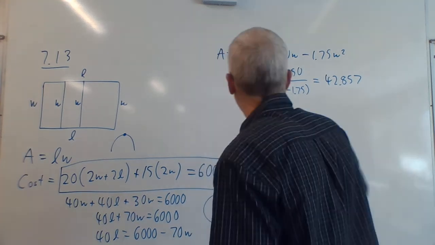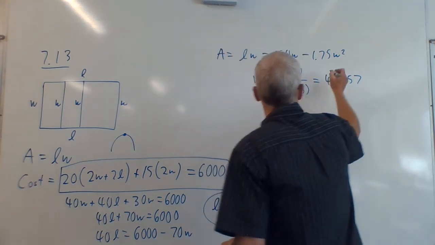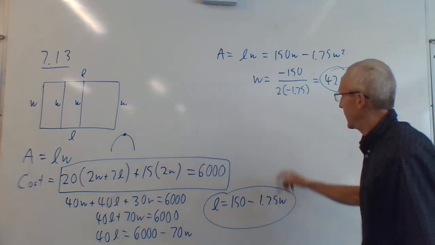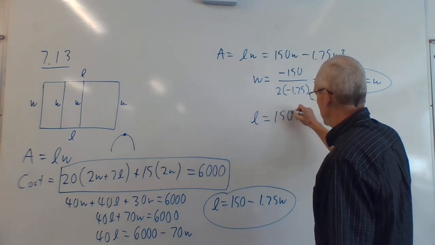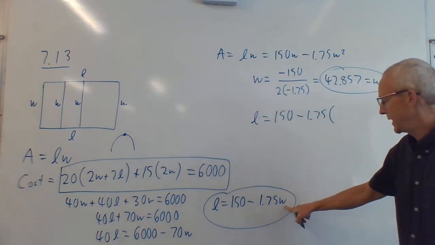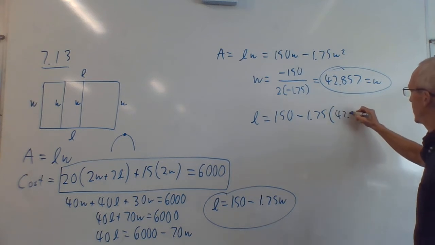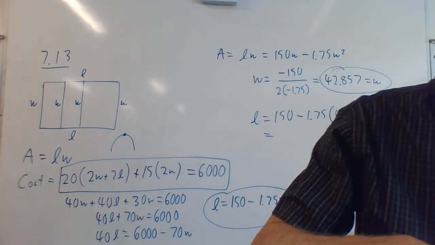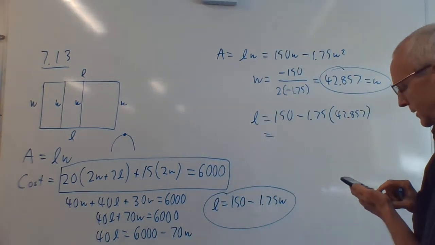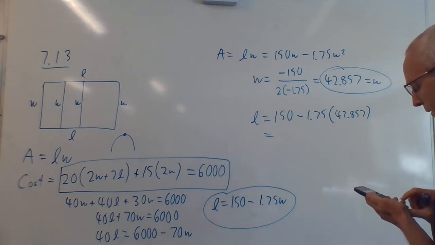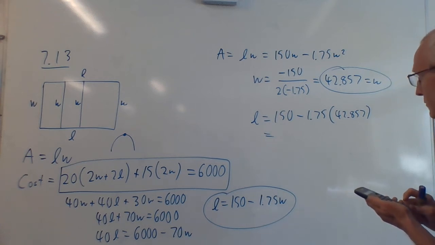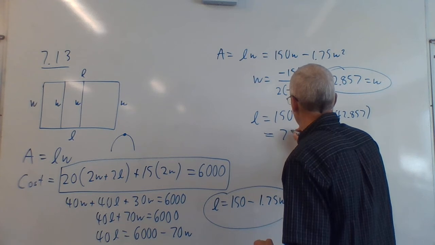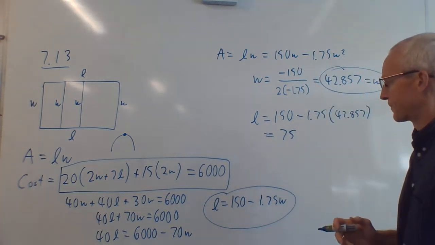Now the length then, okay, so that's our width. And if we want to find the length, we got to use this formula. So the length is equal to 150 minus 1.75 times W, right? And W is 42.857. So 150 minus 1.75 times that business. I get exactly 75. That's pretty awesome. So the length is a pretty number, but the width is not a pretty number.